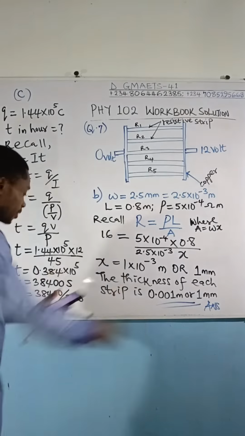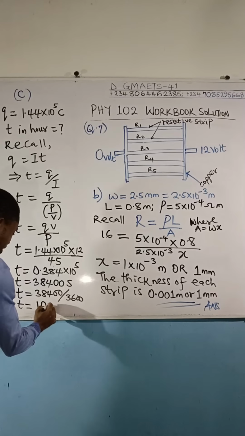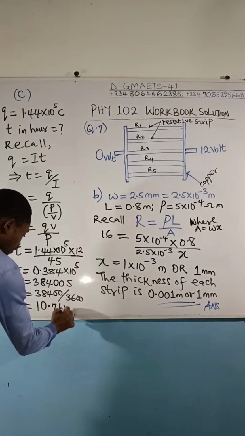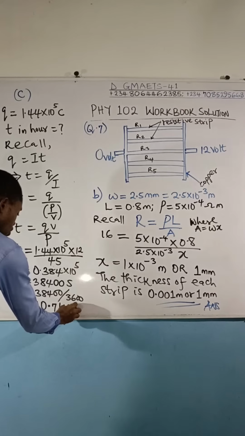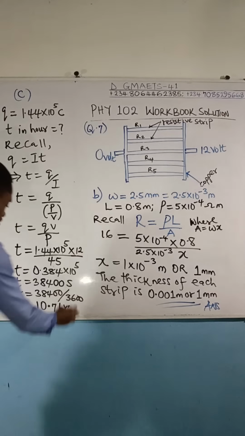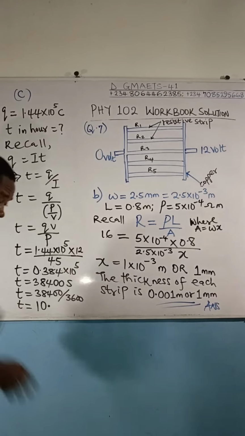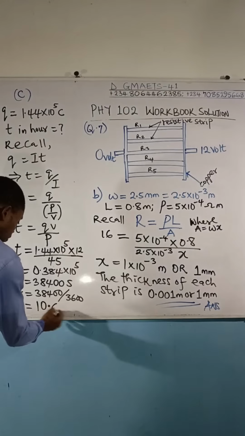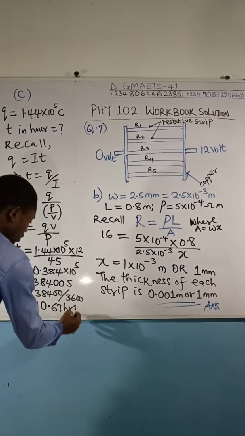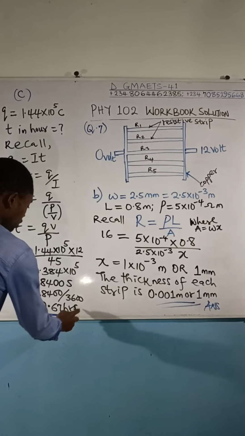me 10.66 hours, right? Which is equivalent to 10.7 hours if you approximate. Time is usually in two decimal places, so let me leave it in 2 decimal places. So it's going to be 10.66666, so 10.67 hours. So it's going to take 10.67 hours for the whole battery to be drained.